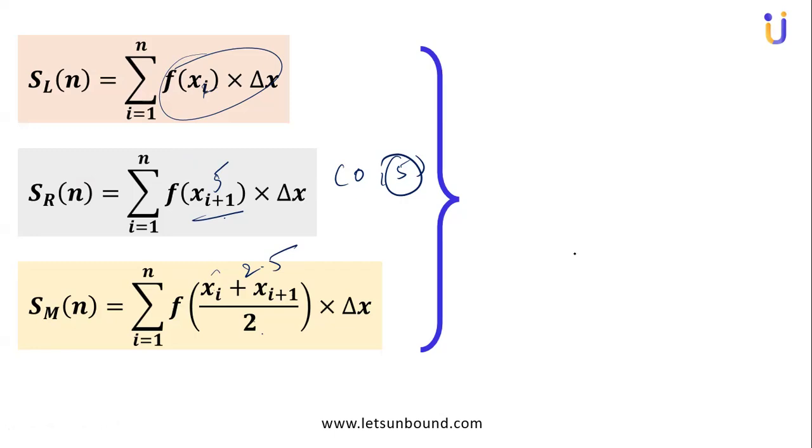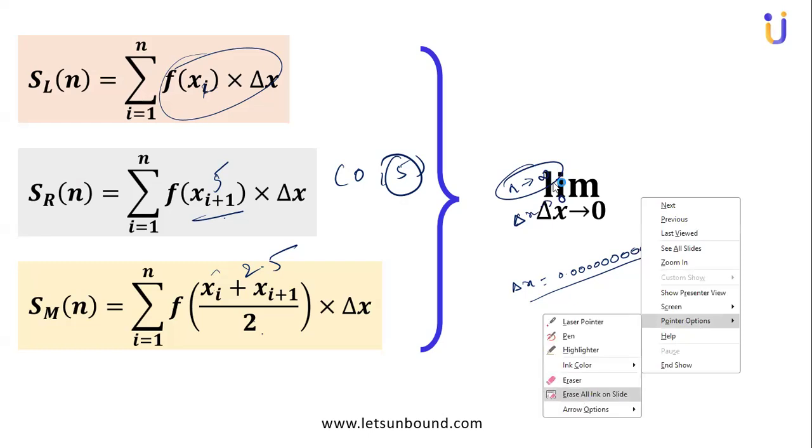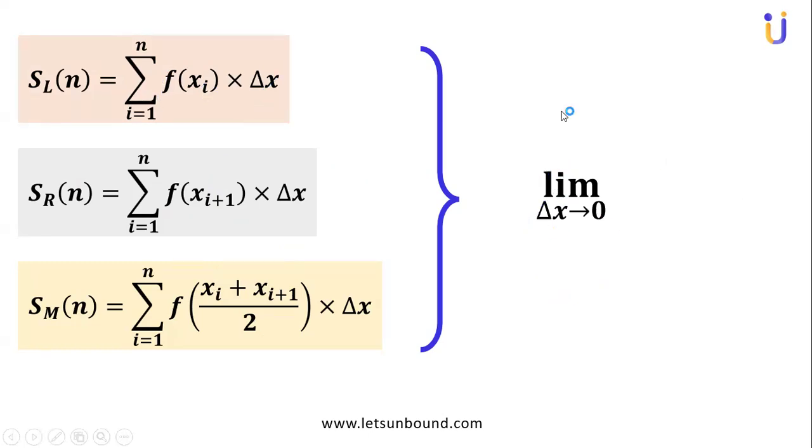And in all the cases, the limit is del x tends to 0, right? Del x tends to 0 means you are making the width very small. This is your del x; imagine how many rectangles you need to make. So if you say n tends to infinity, or del x tends to 0, we are trying to convey the same thing. You are making the width so small that the number of rectangles will increase, right? So the limit del x tends to 0 in all the cases, or you can say limit n tends to infinity.